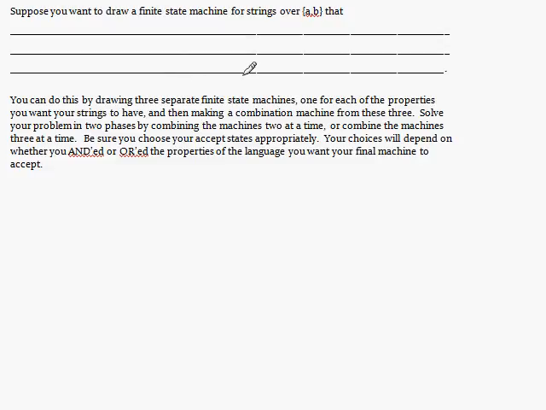Suppose you want to make a finite state machine for strings that have, let's see, well, let's make up some stuff. How about strings that have even A's? I'm thinking small, so I'm looking for good things. Start with B. And contain, or maybe we should say, let's make this more interesting. Let's say do not do something.